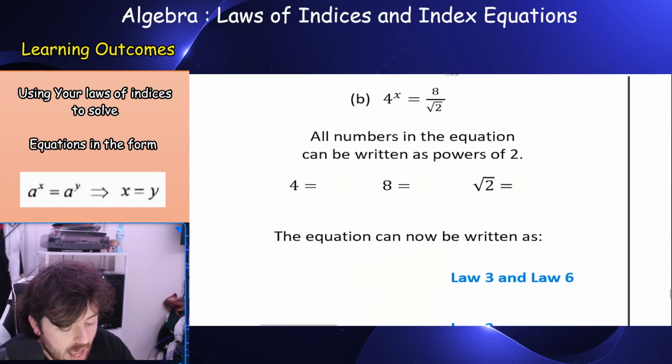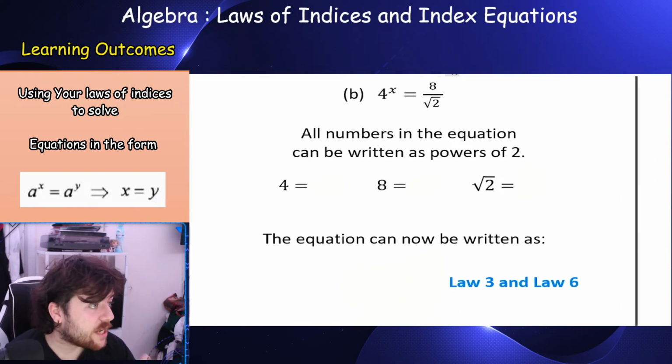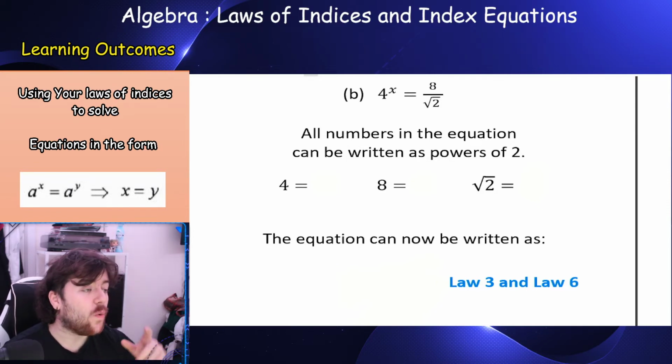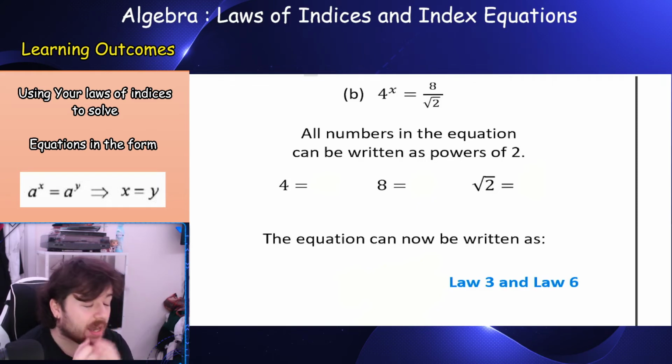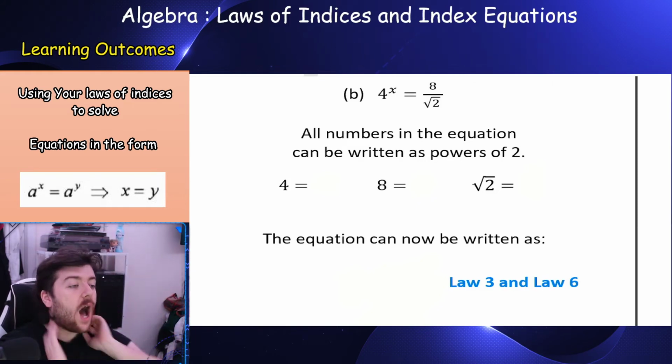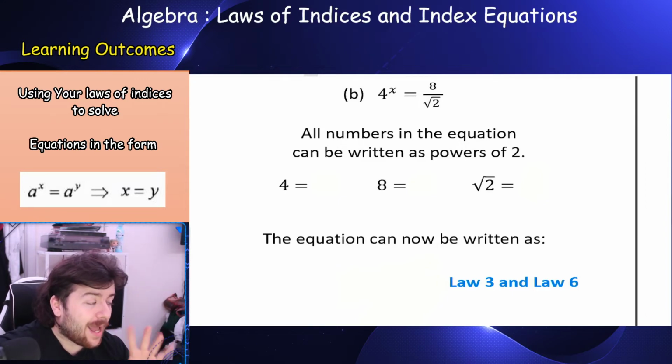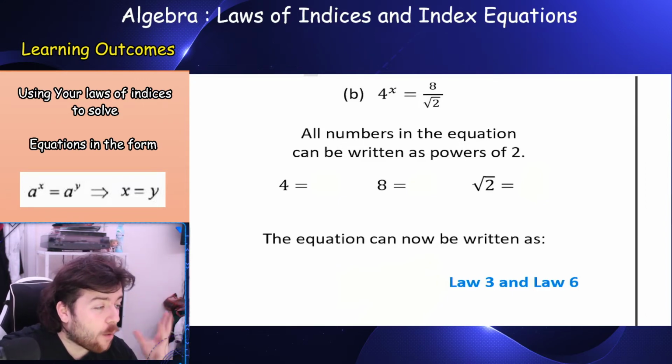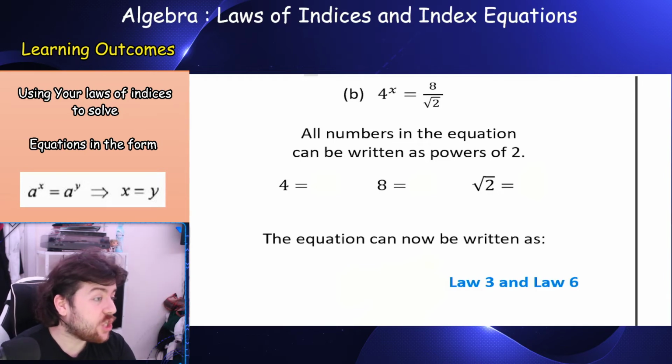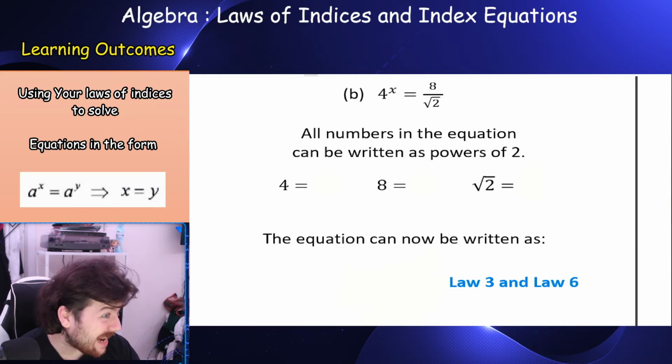Next here, B is a bit more tricky because I need to change a few bits. So what bases am I dealing with here? I have 4, 8, and square root of 2. That's a lot of different numbers. So I need to get them all in the same base. I need to think of a number that all of these are a power of. And in this case, it's 2. And I'd find that you would never go beyond 5, really.